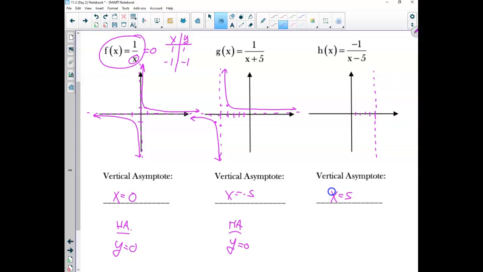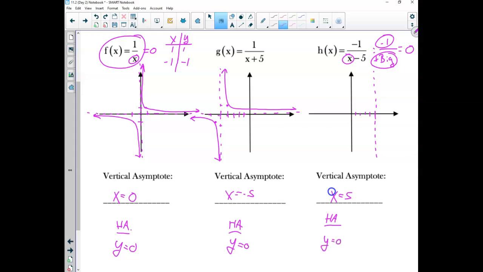Now from here, where is my horizontal asymptote? I'm going to mentally think of a very big number in there. So if I take -1 divided by really big, it doesn't really matter if it's positive or negative, because a constant, a number that's not changing, divided by a number that's getting bigger and bigger, is getting smaller and smaller, and it's approaching 0.